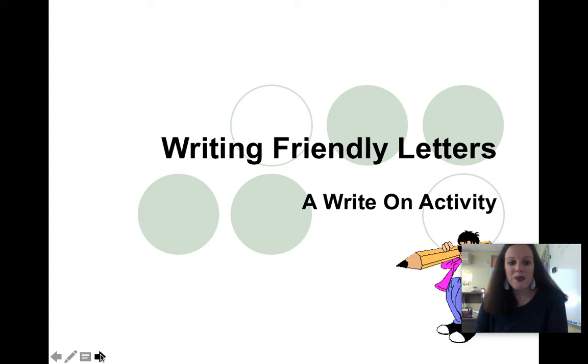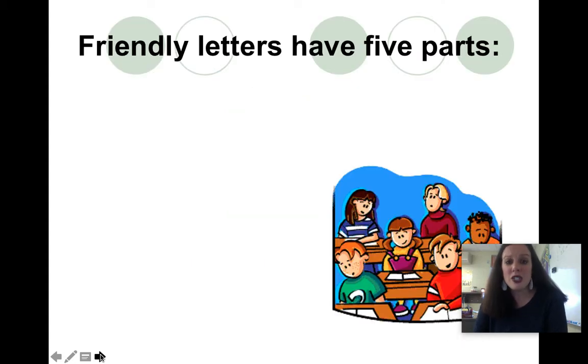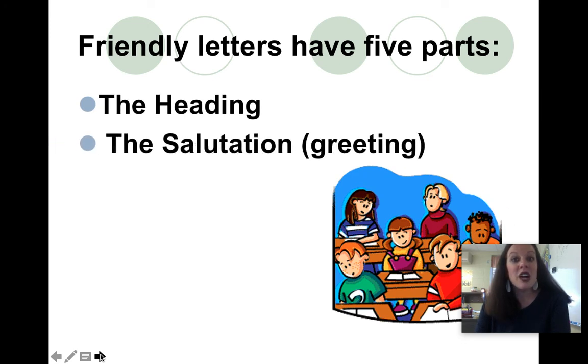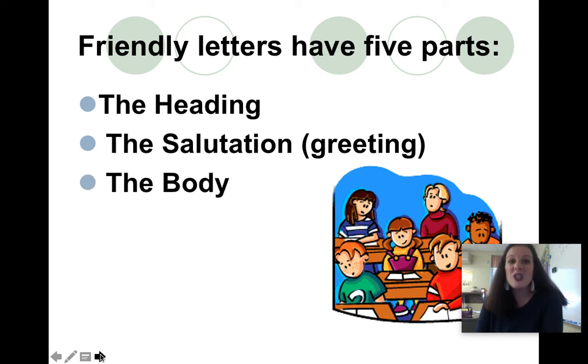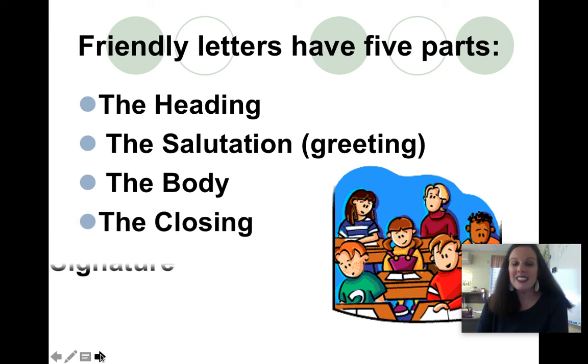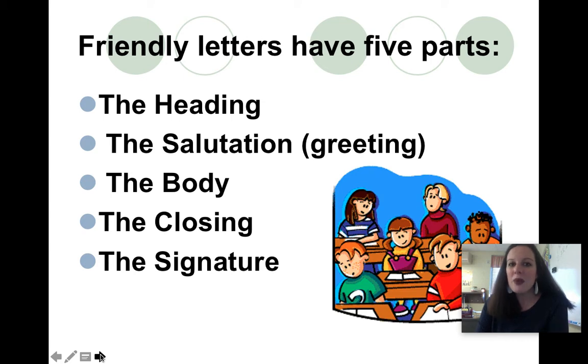Okay, so friendly letters have 5 parts to them. They have the heading, which is really the date, the salutation or the greeting. Then there's the body of the letter, the closing, and the signature, which is your name. And I remember the 5 parts of the letter in a fun way. Okay, I have a little song. It's to the tune of the Addams Family.